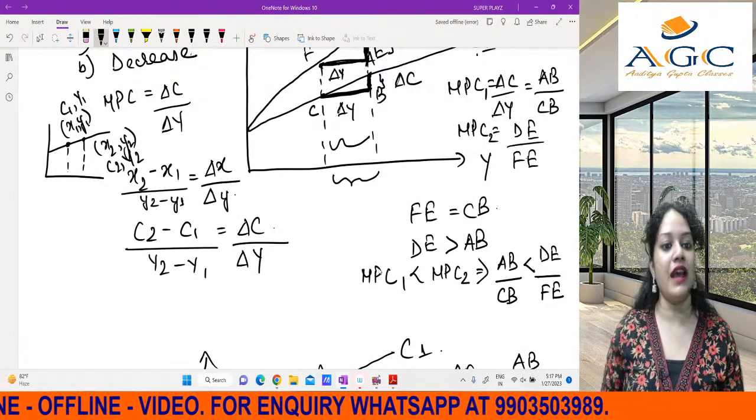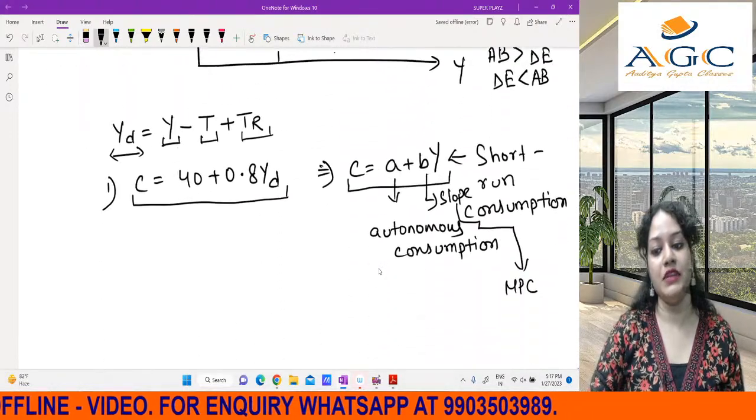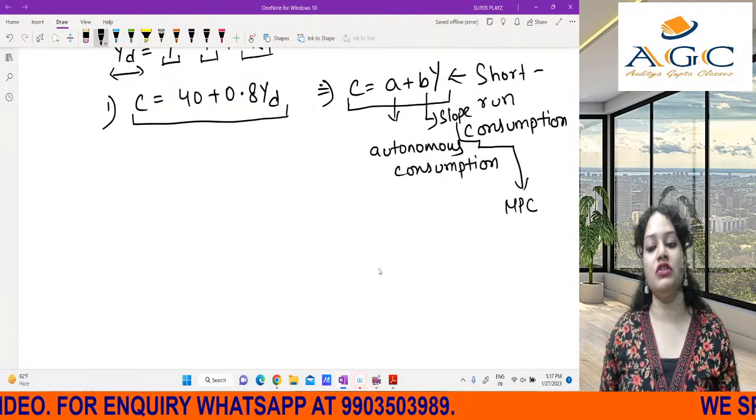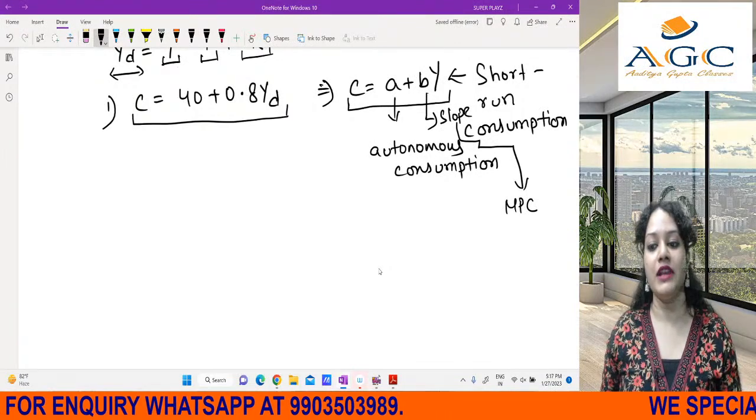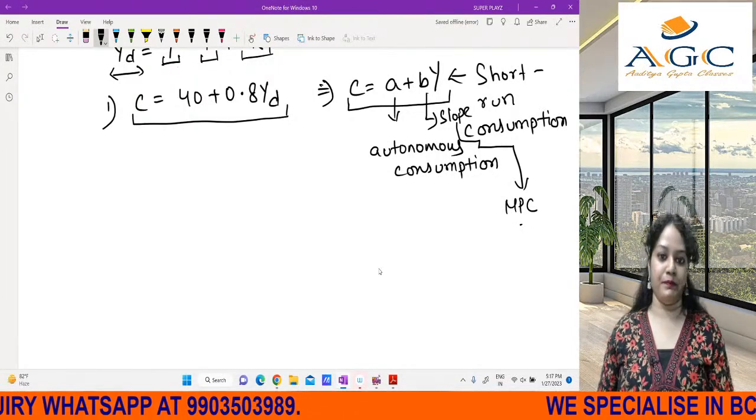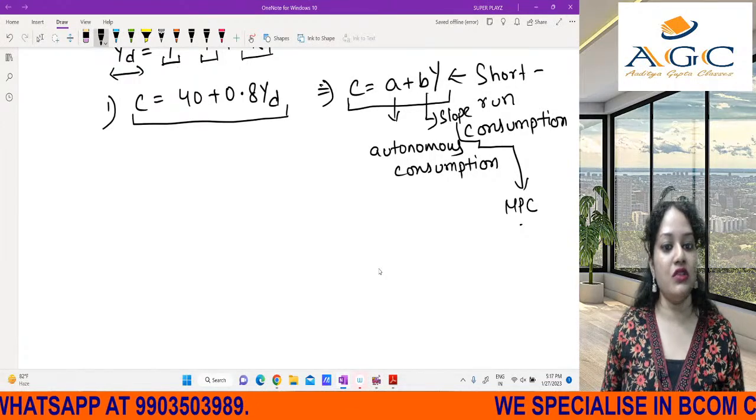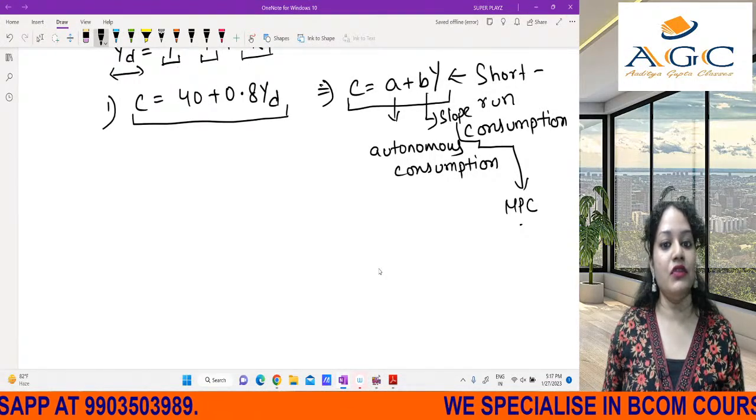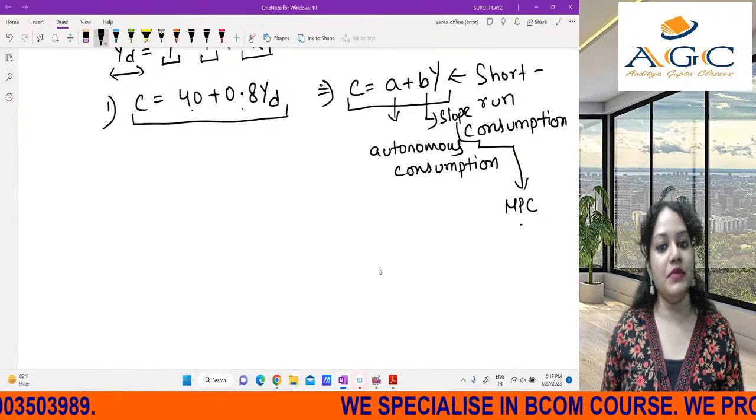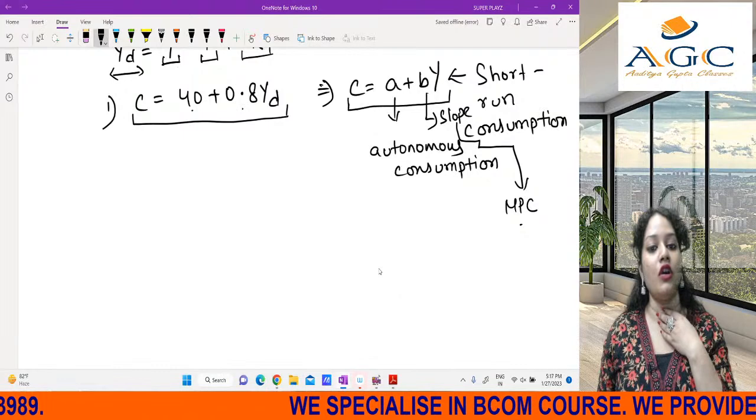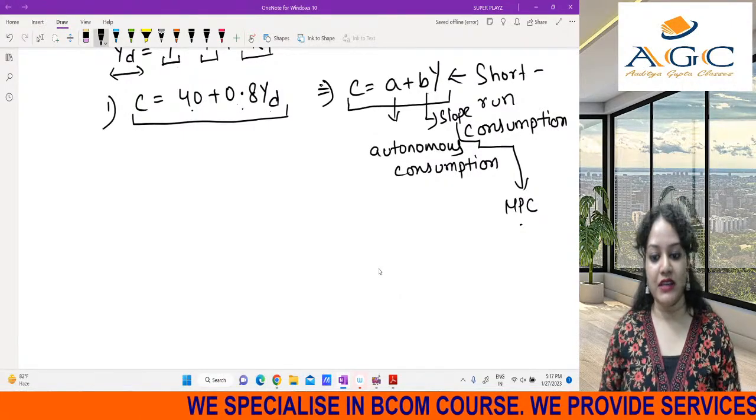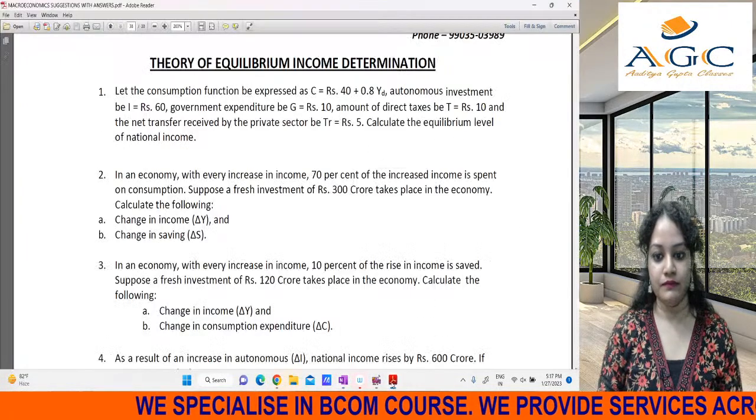So we can say that our slope and our MPC is the same thing. So B is the slope of the consumption schedule, or it can be referred to as MPC as well. And Y we all know is income, right? So this whole consumption function has 3 parts in it. 40 is our A, 0.8 is our MPC or the slope of the consumption schedule or B, and YD is our disposable income.